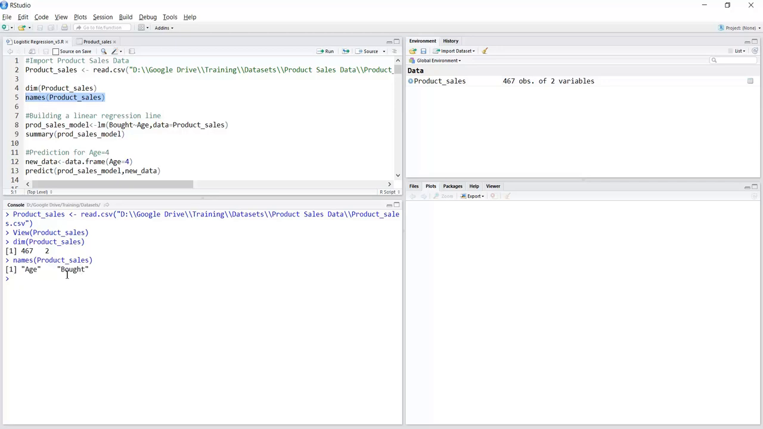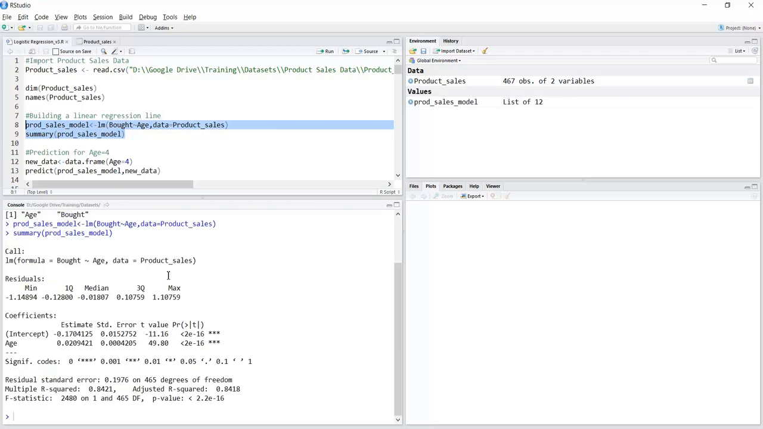What we are planning to do is predict bought, like buying, depending on age. Simply we have to build a linear model. We have already seen the linear model, y versus x, and the data set is product sales, and we are storing everything in the product sales model. Then we'll see the summary of the model. Here is the summary. You can do it along with me. Simply pause the video, import this data, and build this model. You should get the same values. R square and adjusted R square values are 84%.